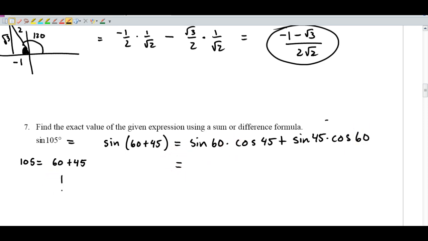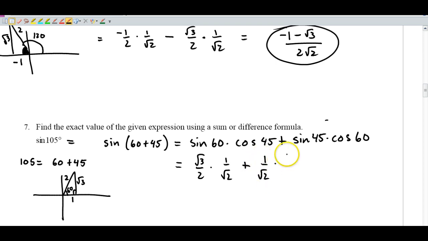If you can't remember the 60-degree triangle, I'll draw one here. So here's your 60-degree triangle. This is my 60-degree angle. So this is 1, 2, square root of 3. The sine of 60 then is square root of 3 over 2. Cosine 45 is 1 over root 2, sine of 45 is 1 over root 2, and the cosine of 60 is 1/2. So we get square root of 3 plus 1 over 2 root 2.